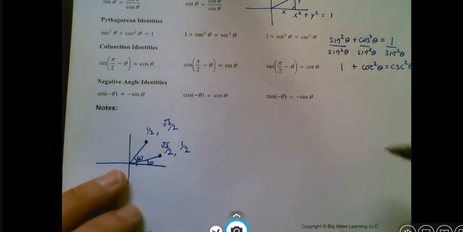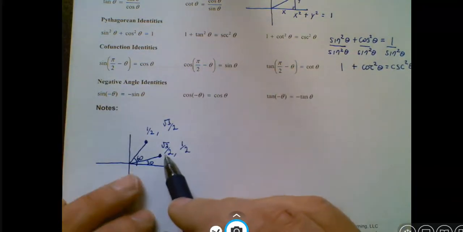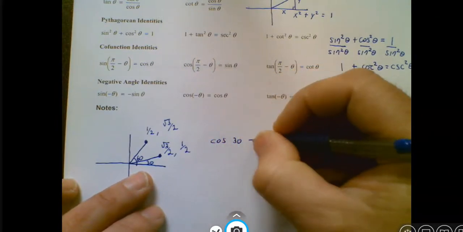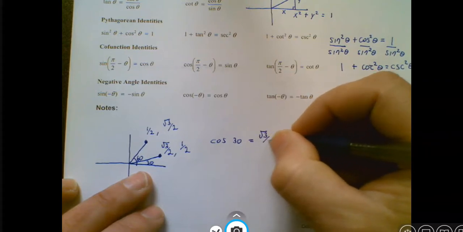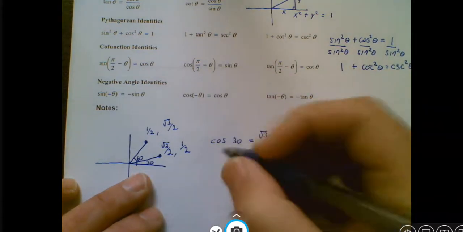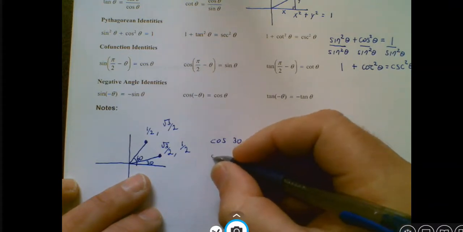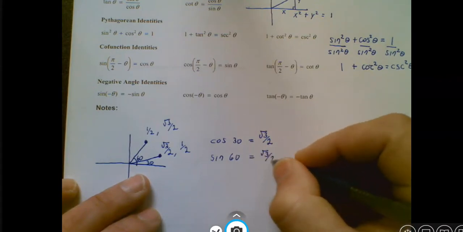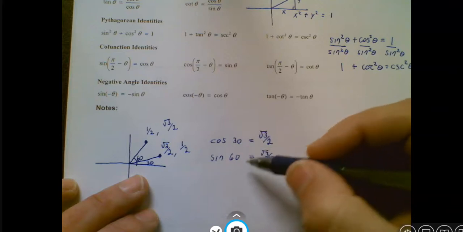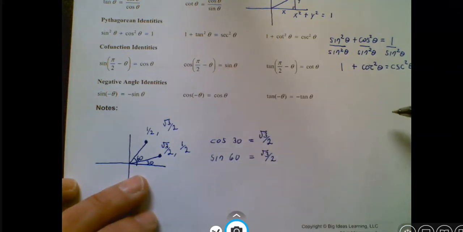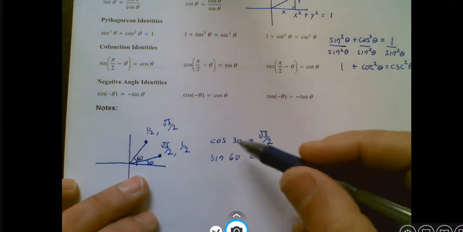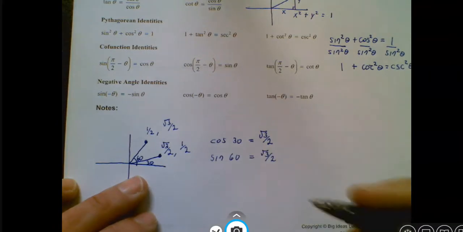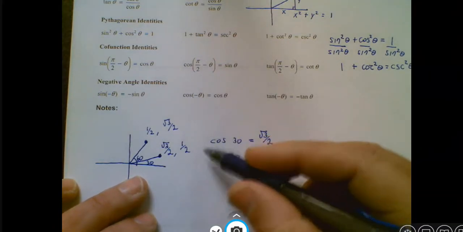And so what I wanted to show you on this is you'll notice that at 30 degrees, my cosine value is rad 3 over 2. Well, at 60 degrees, it's my sine value that's rad 3 over 2. And if you look at what these add up to, they add up to 90 degrees. They're complementary angles. So when you have complementary angles, these become equal to each other. So at 30 degrees and at 60 degrees, these two would equal each other.